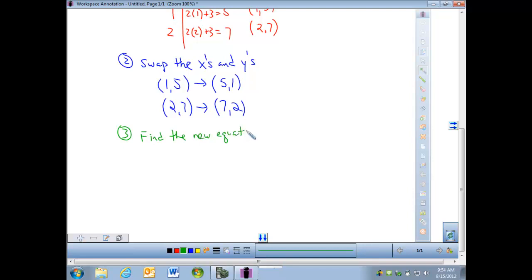After I swap those x's and y's, like I mentioned earlier, I'm going to go ahead now and find the new equation. I need to find the slope, and then once I find the slope, I need to go ahead and find the y-intercept. I'll be quiet here for a second and let you watch that work.